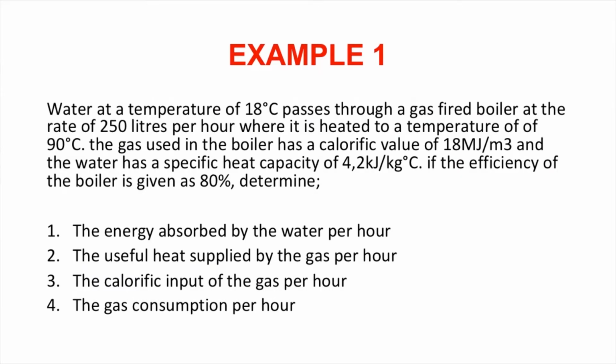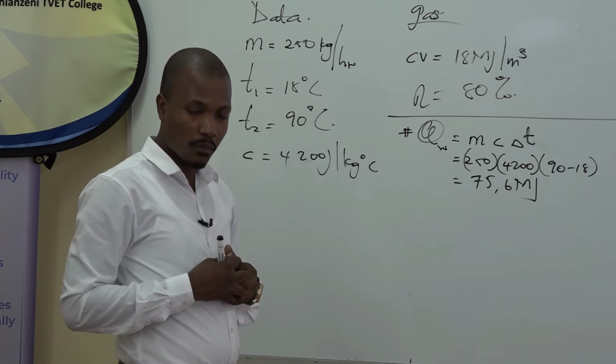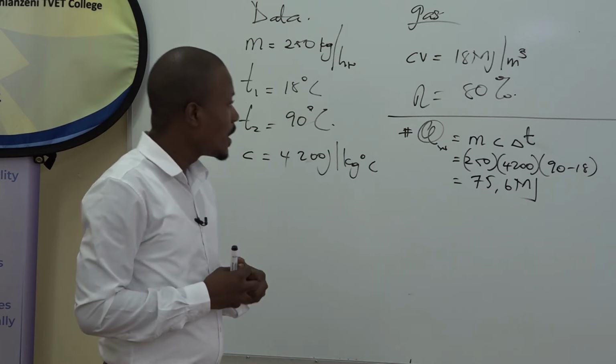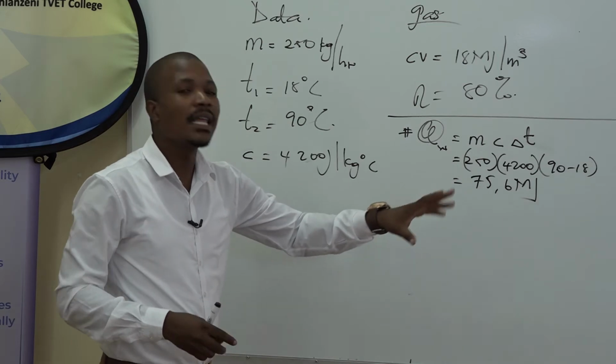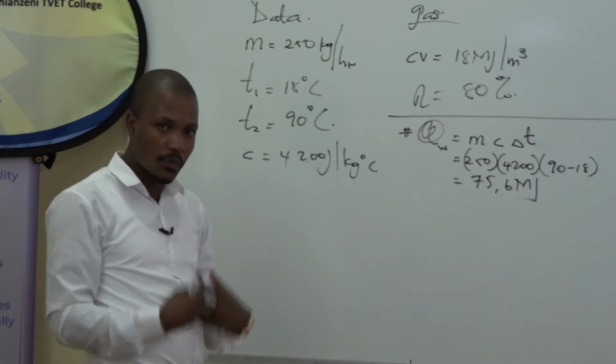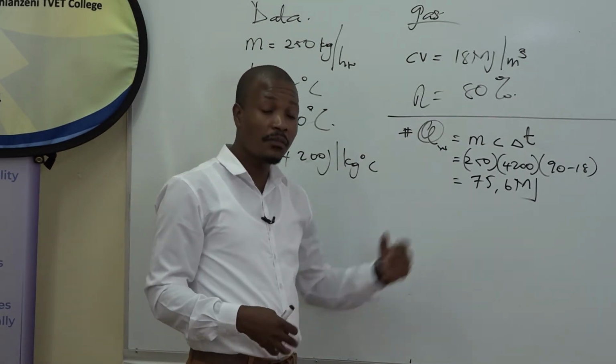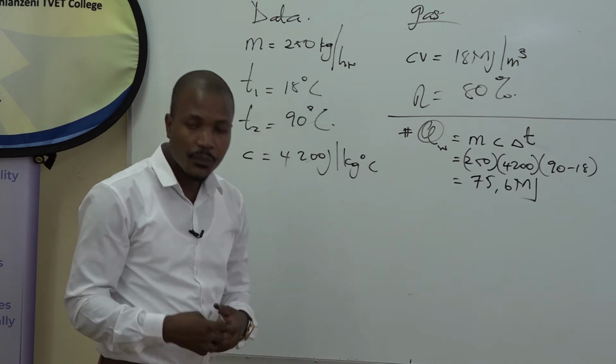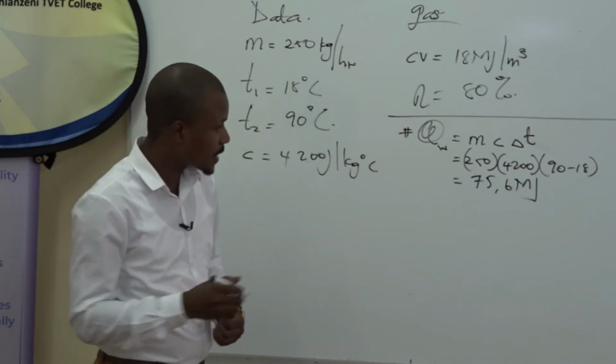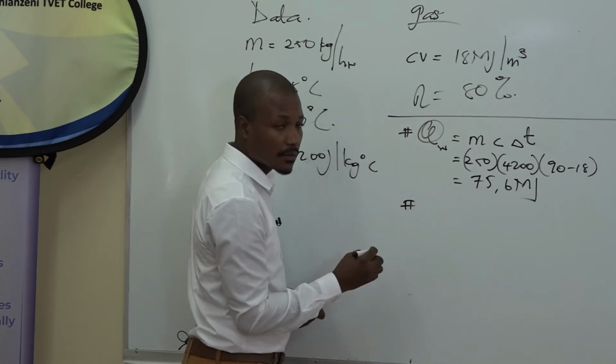Now the next question says, the useful heat supplied by the gas. Now this is a very tricky question. Let me try and unpack it for you. If the gas produces 100% of heat and only 80% is absorbed by the water, and the first question says calculate that heat which is absorbed by the water, we found that the heat absorbed by the water is 75.6 megajoules. Then what is the useful heat?